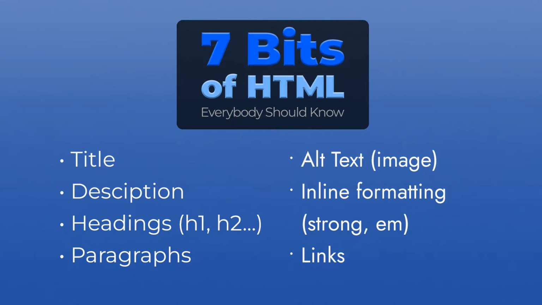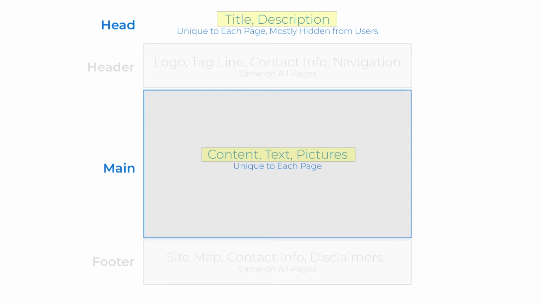The 7 bits of HTML everybody should know. And they are title, description, headings, paragraph, alt text, which applies to image, some inline formatting, and links. First, let's do a quick review of the first video.